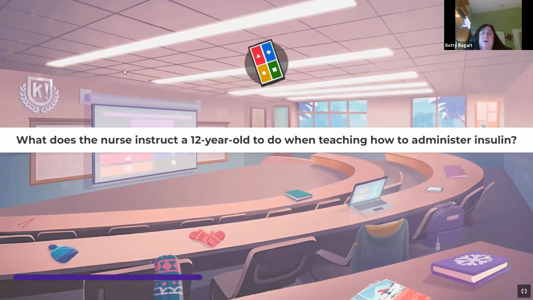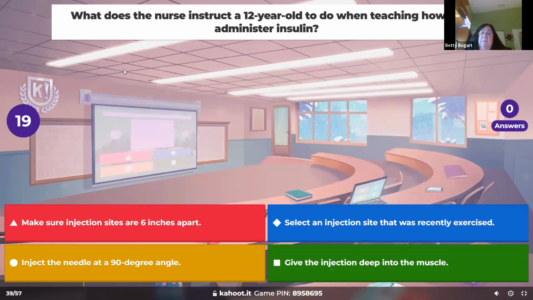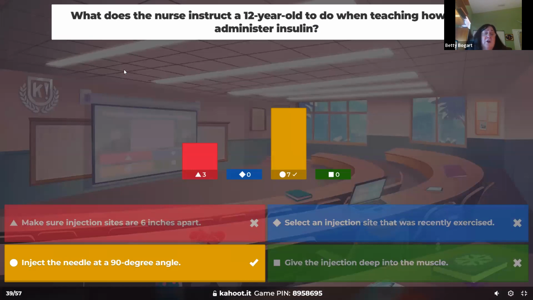What does the nurse instruct a 12-year-old to do when teaching how to administer insulin? So you're going to inject the needle straight down. I mean, that's what you're going to teach them. Usually a 12-year-old has enough subcutaneous tissue to do it that way.